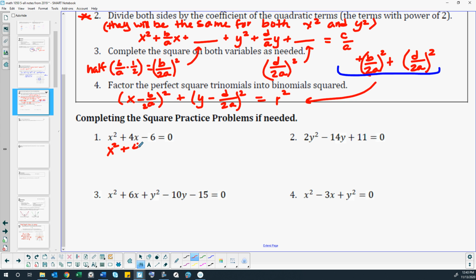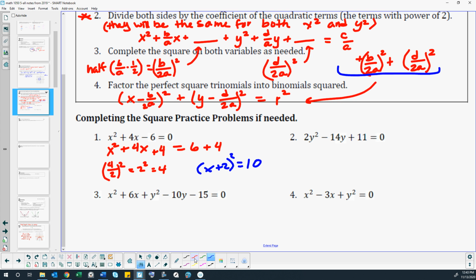So we're going to move our constant to the other side and leave some space. Now we're going to half the 4, so 4 divided by 2, and square it. So that's going to be 2 squared, which is 4. So we're going to add 4 here, and add 4 here. And then we just factor. So factored would be x plus 2 squared equals 10. Again, this isn't a circle because we don't have the y in there. Okay, let's try this one.